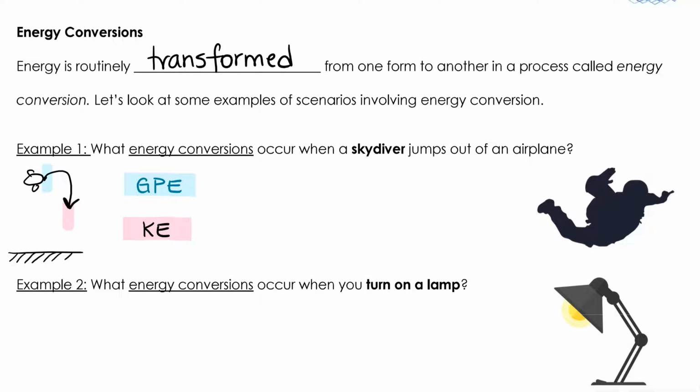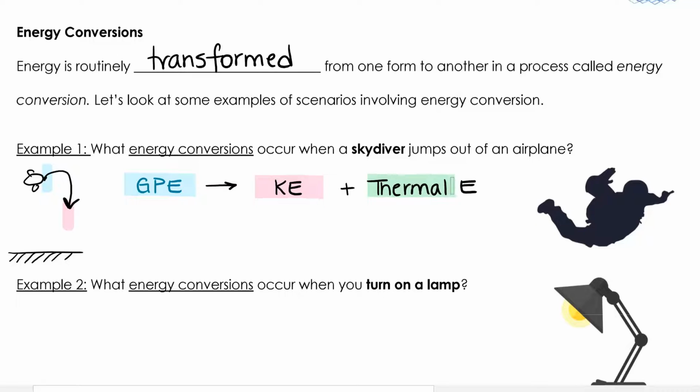As you fall, there's also a lot of friction. So all that gravitational potential energy that you started with is ultimately converted into kinetic energy and thermal energy. This energy comes from the friction between the air and your skin and clothes as you're falling.